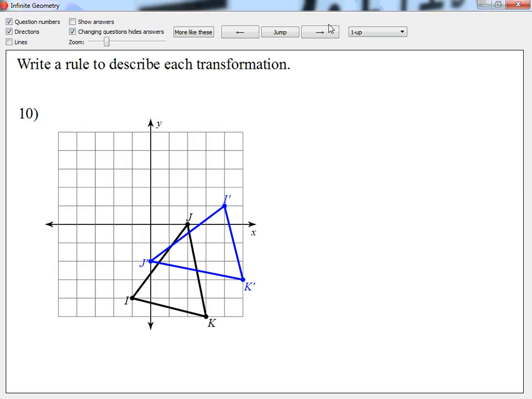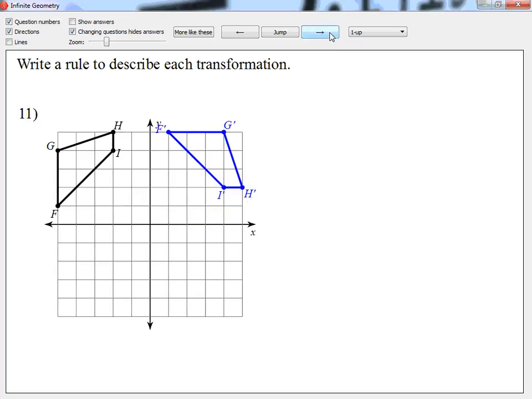What's happening with number 10? Clockwise or counterclockwise? So remember clockwise is this way. So it's 90 degrees counterclockwise. Just go into the YouTube video and check out the video. Next time also pay attention to class.